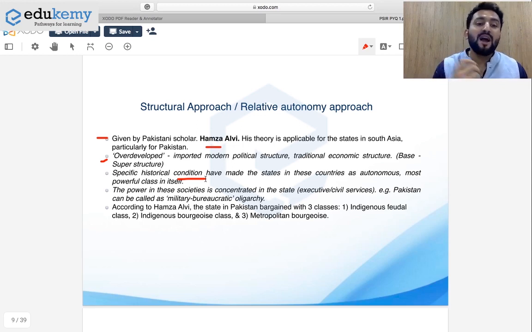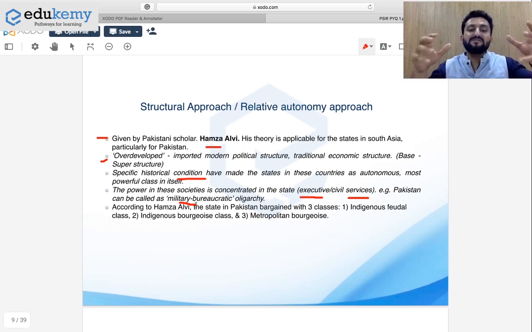So this was told by Hamza Alavi. You should reflect this: the power in these societies is concentrated in the executive and civil services. This is what I have explained to you. And when we talk about Pakistan, all of you know the power of the army. That is why it is said that in Pakistan there is a military and bureaucratic oligarchy. Military and bureaucracy, they together rule. Politicians and parties come and go, but the real power in Pakistan is with the military and bureaucracy. That was said by Hamza Alavi.